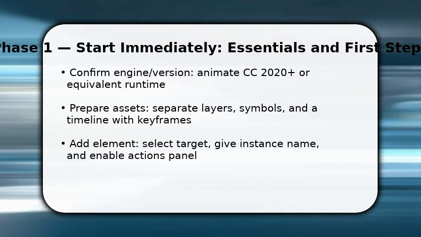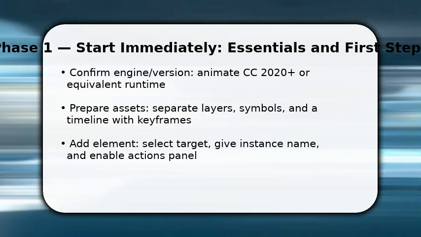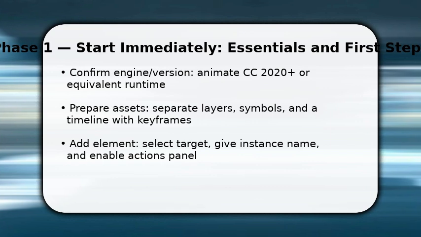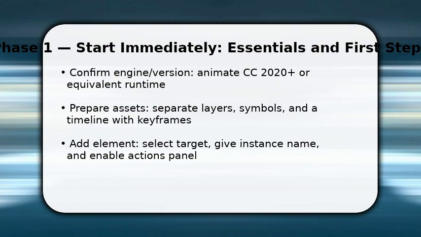Open the Actions panel and set the playhead to the frame where the animation should begin. This is your trigger point. Then, add a named function placeholder. We'll populate it next, because clear references prevent scope errors and make debugging faster.